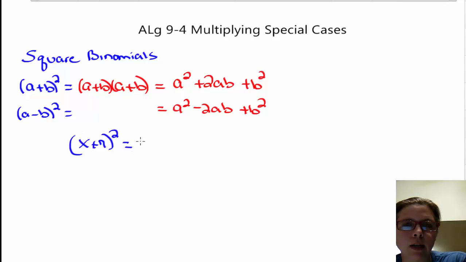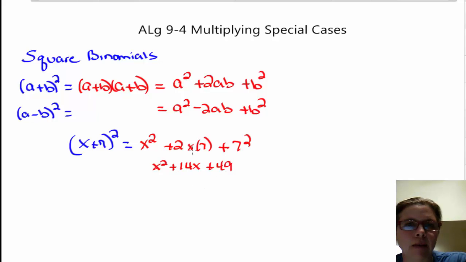So a is the first one, so it's going to be x squared, and then it says plus 2ab, so plus 2, well, a is x and b is 7. And then b squared is 7 squared. So we have x squared plus 14x plus 49 is what that would be.